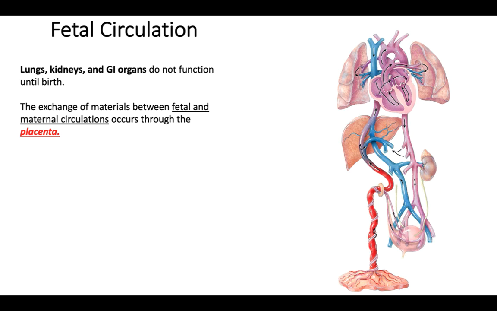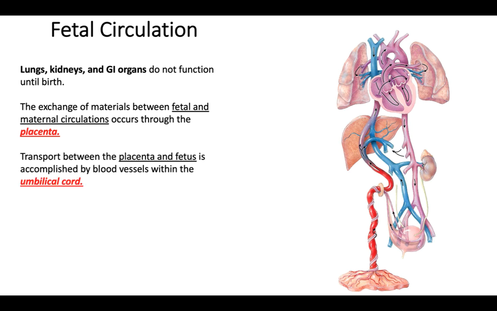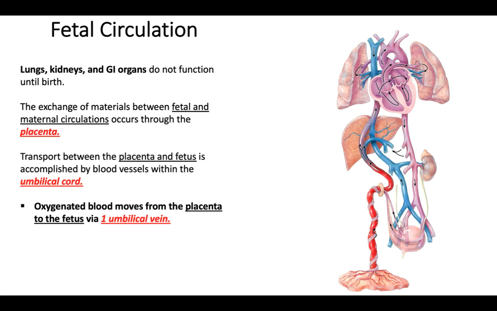maternal or mom's circulation. So from the placenta, we have an umbilical cord, which attaches to the fetus. And within that umbilical cord, there are blood vessels. All right, so we're going to learn the blood vessels of the umbilical cord. We're going to first start off with the umbilical vein.